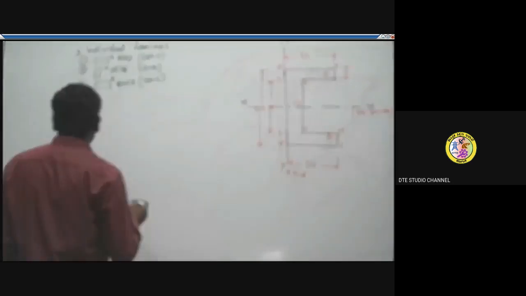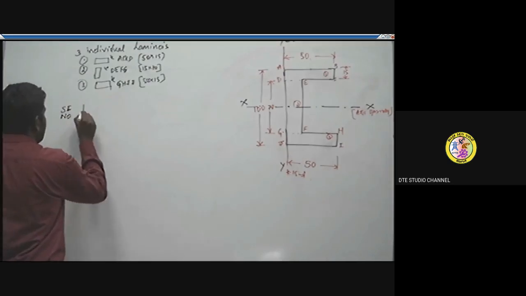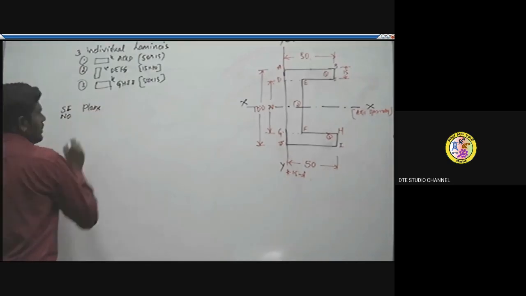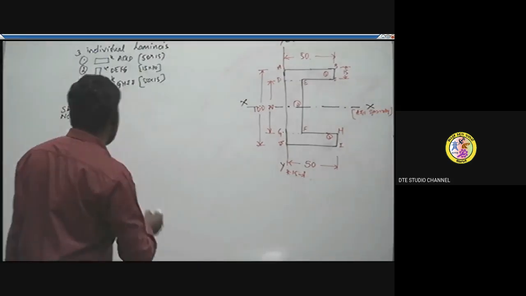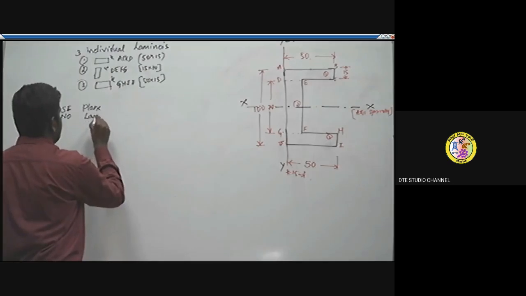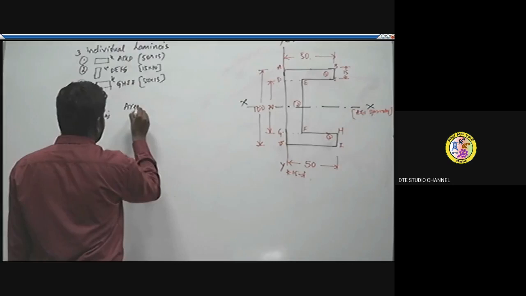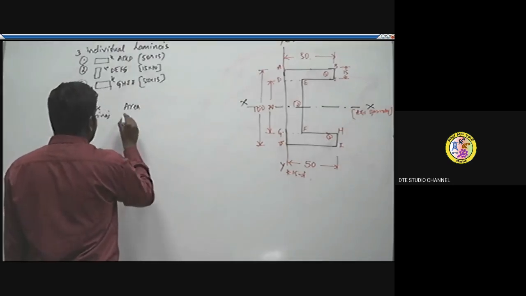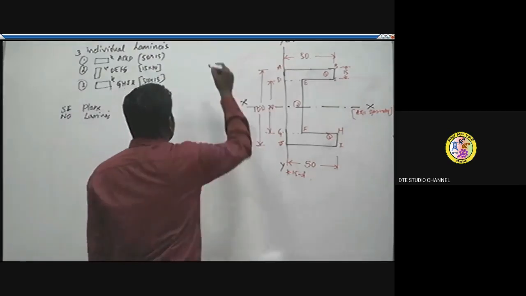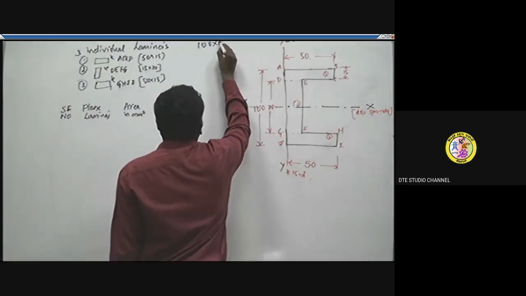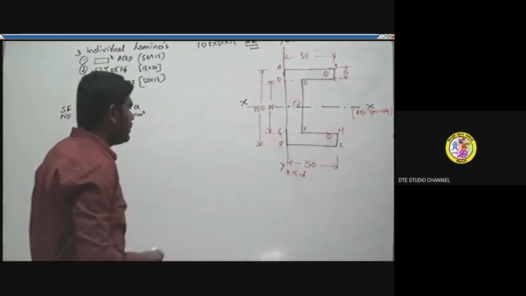Now the same tabular column we can write out: serial number, plane lamina. Individually also we can calculate one by one, but in this way we can avoid confusion, especially for students. Then the area of this whole section. The dimensions are in millimeters in the data, so that is 100 into 50 into 15 mm. You have to check this one also. It is given in millimeters.